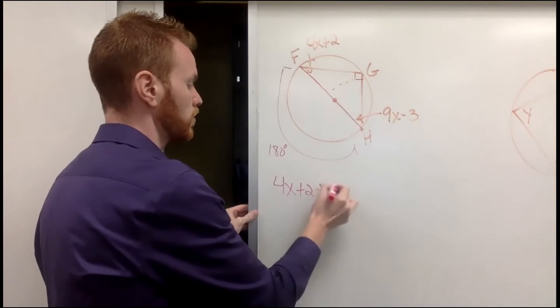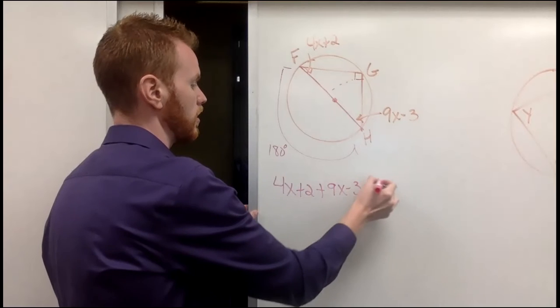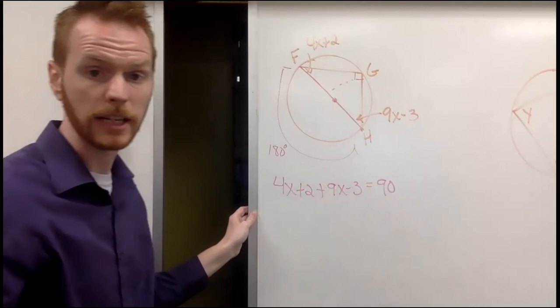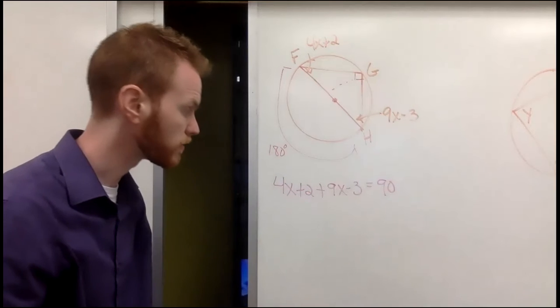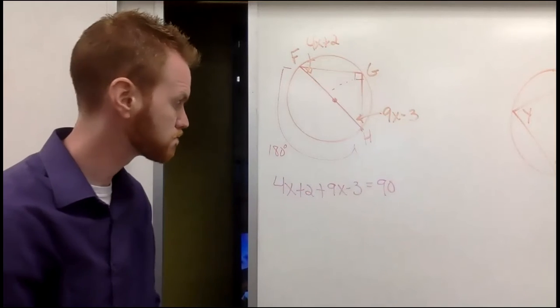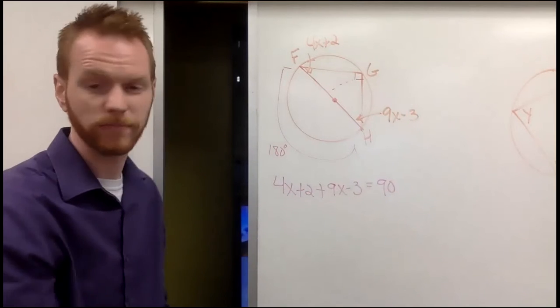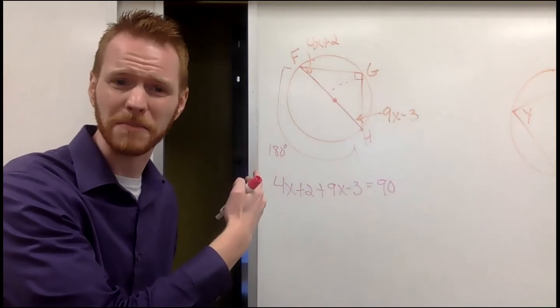4x plus 2 plus 9x minus 3 equals 90. They have to add up to 90. Now, you could put plus 90 equals 180 if you want to do all three angles. I'm just trying to cut down the calculation a little bit. And I guess I didn't say this, but we are solving for x, by the way.